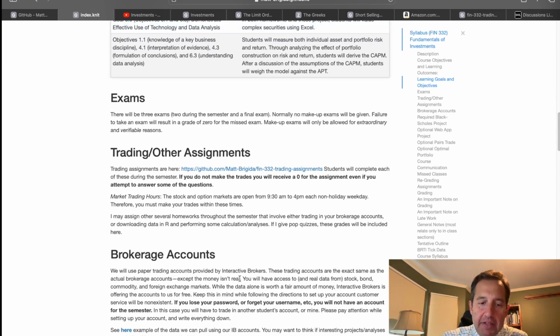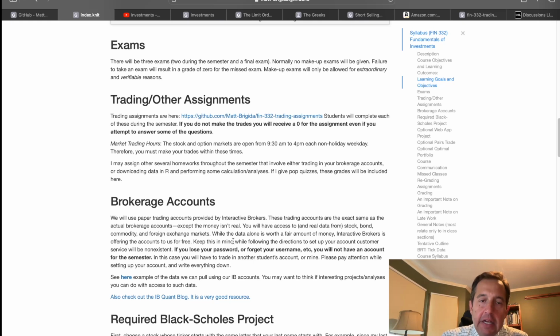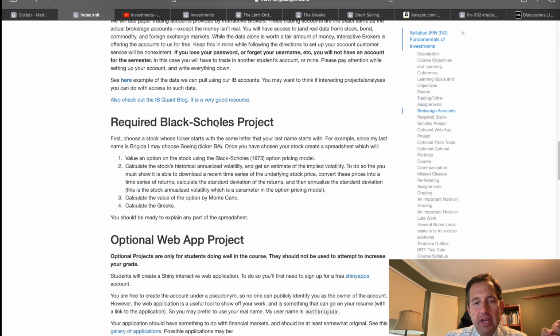All right, so there's a little bit about the brokerage accounts here. There are 3 exams, and again, you'll have about a week to do them. They're multiple choice. Then there are trading assignments and a required Black-Scholes project. This is going to be in Excel. We can talk about this more once we've studied options. You can read about the requirements here.